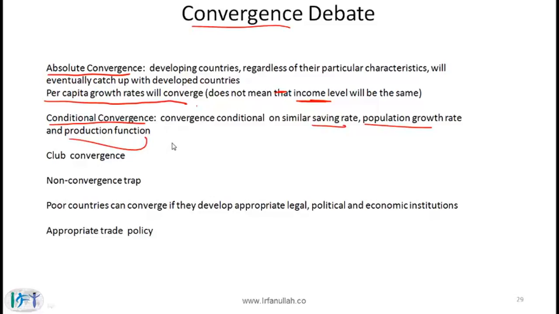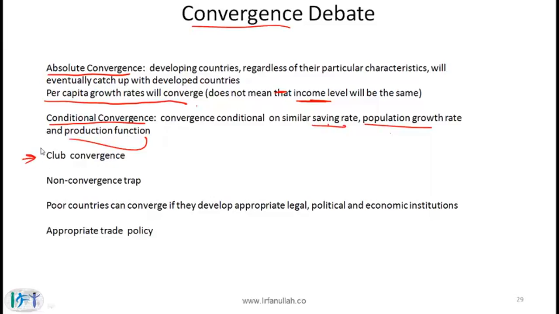So this makes more sense, that if you have a developed country and a developing country, both have the same saving rate, same population growth rate, and a similar production function, then convergence will take place.